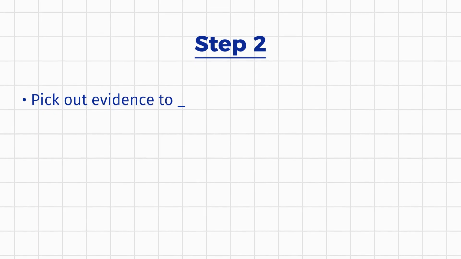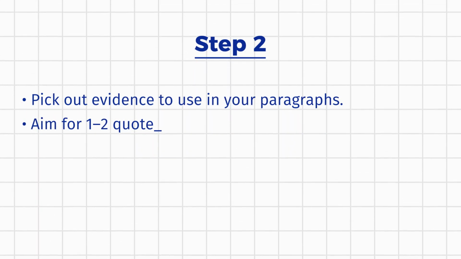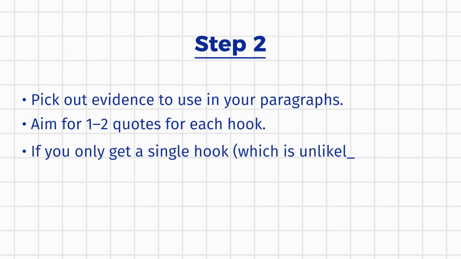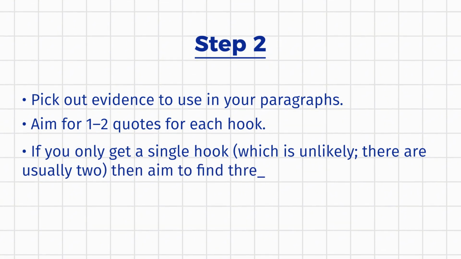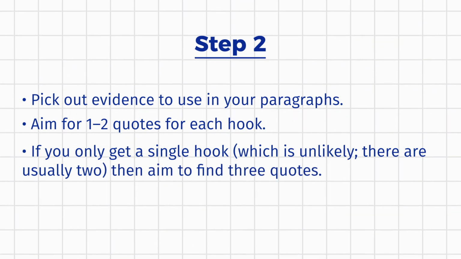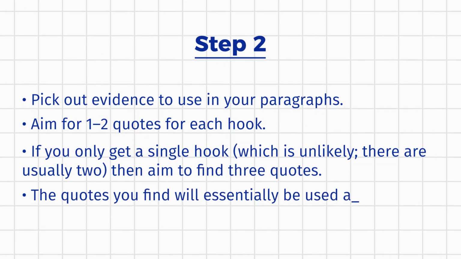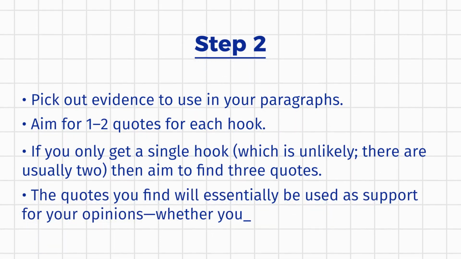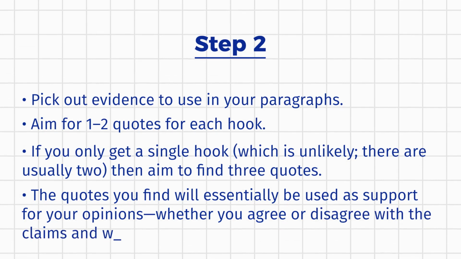Now that we've broken our statement down, we can move on to step 2. We're going to pick out some evidence to use in our paragraphs. Now, I'd recommend 1 to 2 quotes for each hook. If you only get a single hook, which is very unlikely, there's usually 2, then I want you to aim for 3 quotes for the single hook you've been given. The quotes you find will essentially be used as your support for the opinions you put forward, so whether you agree or disagree with the claim and why.